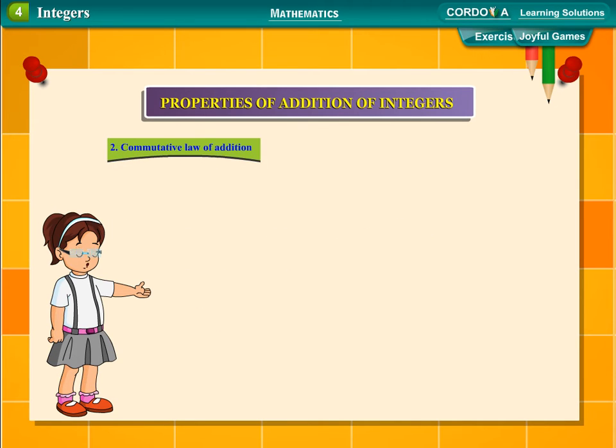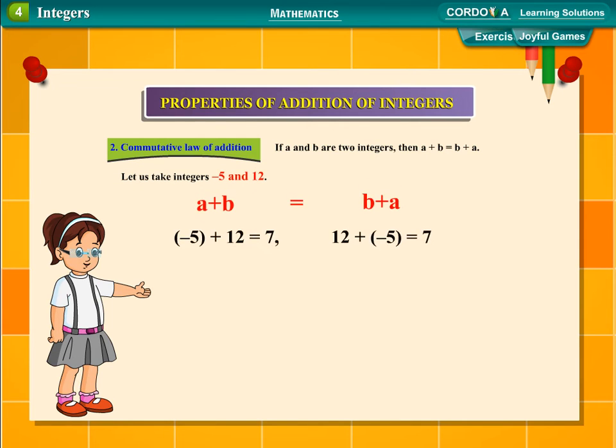Commutative law of addition: if a and b are two integers, then a plus b is equal to b plus a. Let us take integers -5 and 12. -5 plus 12 is equal to 7. 12 plus -5 is equal to 7. This implies -5 plus 12 is equal to 12 plus -5. That is, change of order of addition makes no difference.